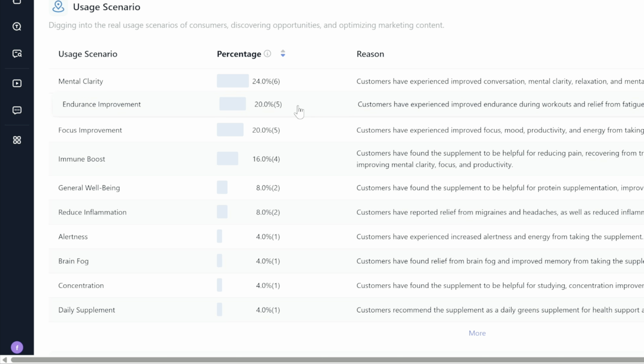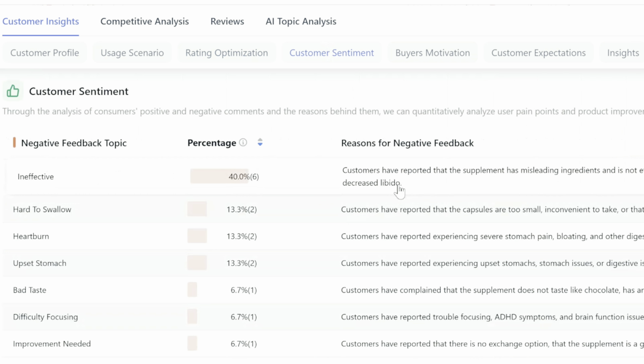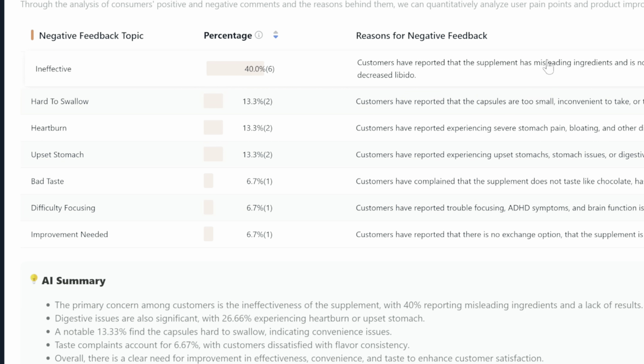Let's check out a few other tabs. So, customer sentiment: why did they leave a negative review? What is the topic of it? So, 40% of the customers found it ineffective and they left a comment. So, that is a big percentage of unhappy customers. That's what the customers are saying.